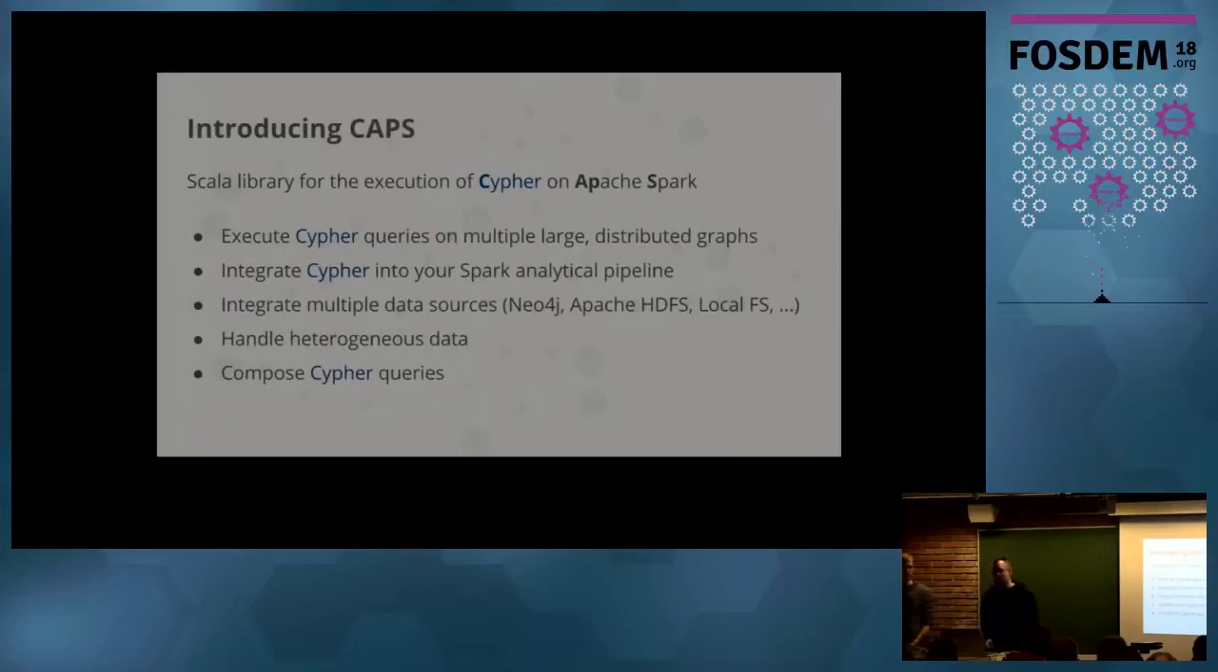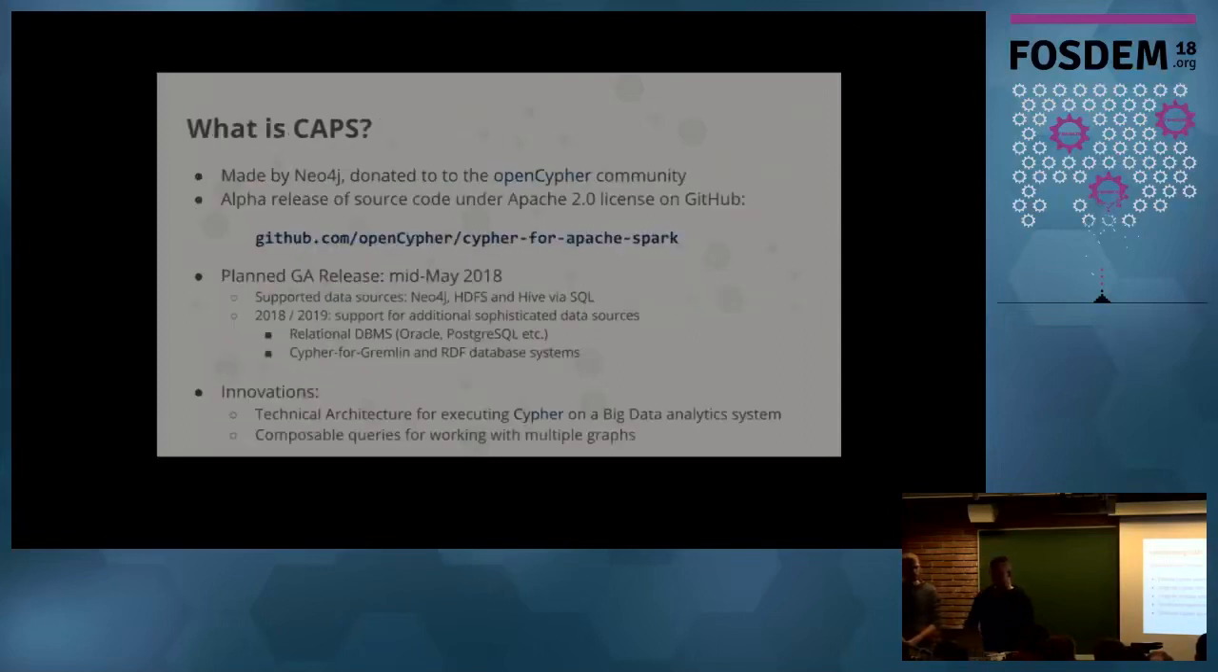So here we introduce CAPS. CAPS is a Scala library, Cypher on Apache Spark. Its main use case is, of course, to execute Cypher on these distributed graphs. You can integrate it in your Spark analytical pipeline. At the moment, we support different data sources. For example, you can pull in your data from Neo4j into the Spark environment, or you have your graph stored in HDFS or your local file system in a CSV format, which we support. It can handle heterogeneous data, and it's already able to compose Cypher queries, which you will see later in an example and in our demo.